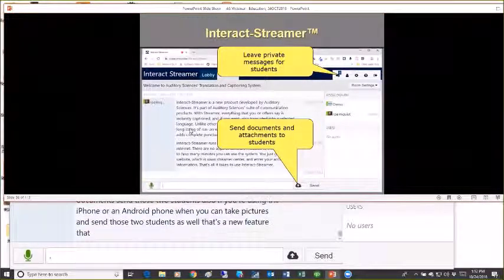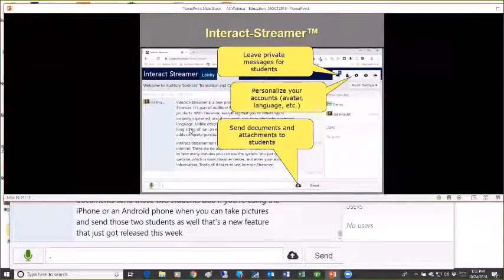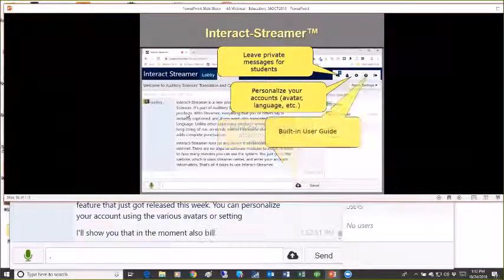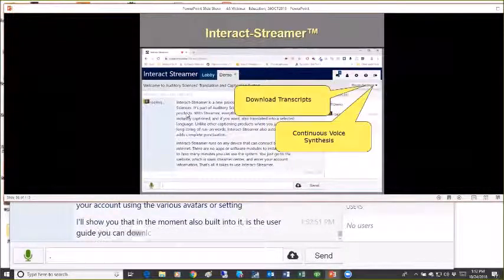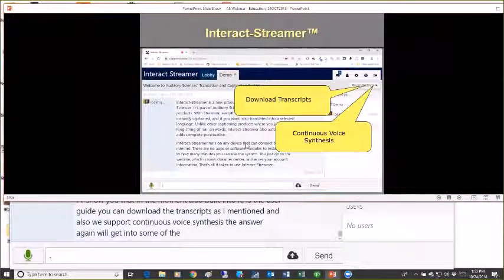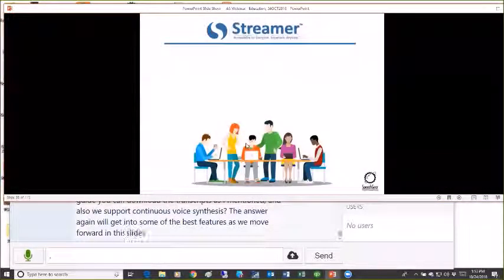That's a new feature that just got released this week. You can personalize your account using the various avatars or setting the languages. I'll show you that in a moment. Also built into it is the user guide. You can download the transcripts, as I mentioned, and also we support continuous voice synthesis. And so again, we'll get into some of these various features as we move forward in the slides.